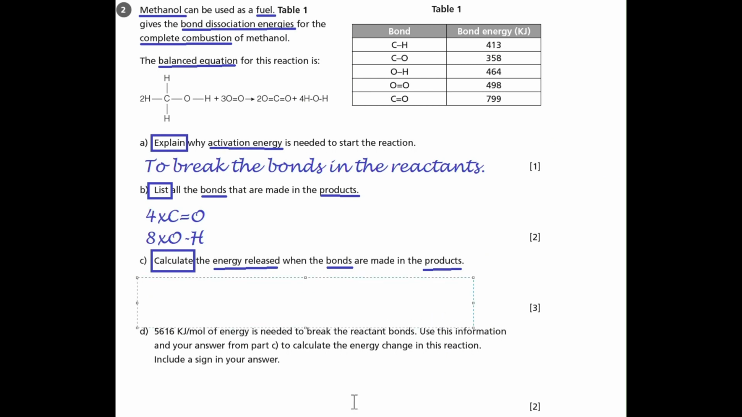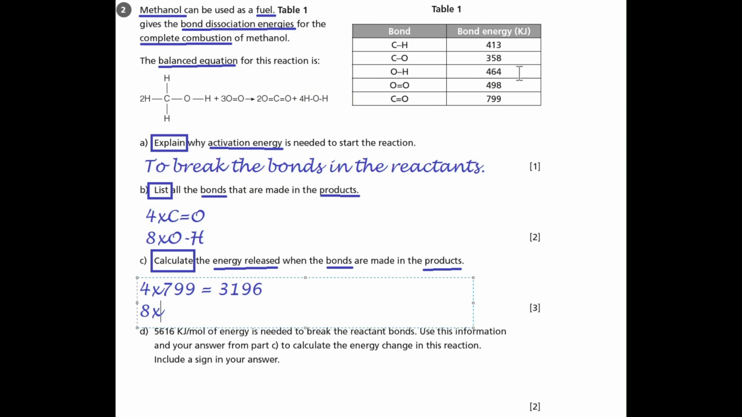And remember, we've got 4 lots of C double bond O. So look in the table, C double bond O is 799. So we need to do 4 times 799. And when you pop that into your calculator, you will get an answer of 3196 kilojoules per mole. We've also got, thinking about the water now, we've got 8 lots of OH.